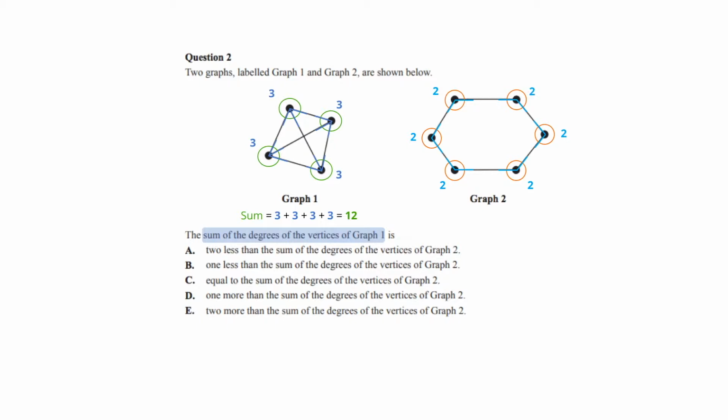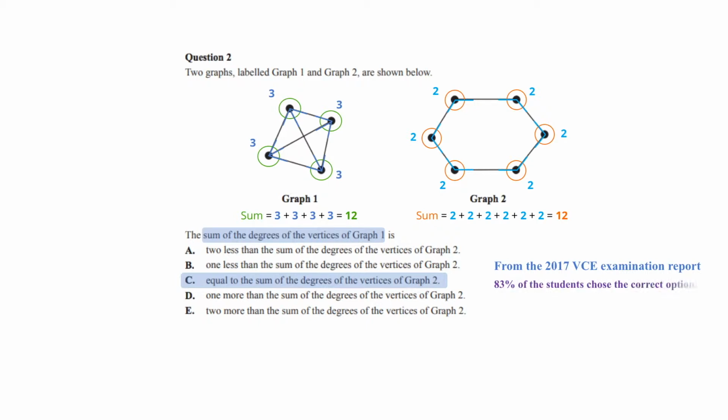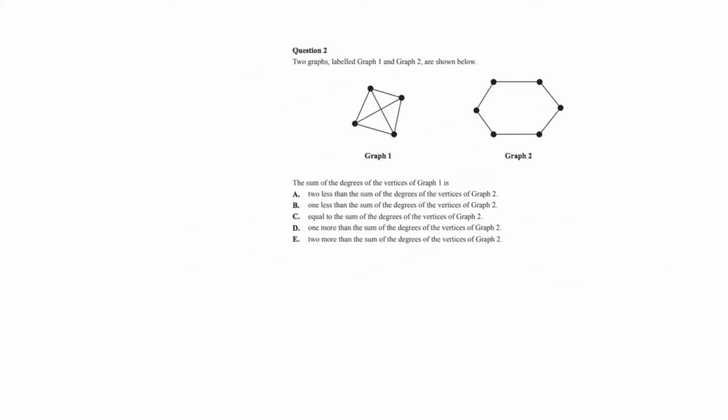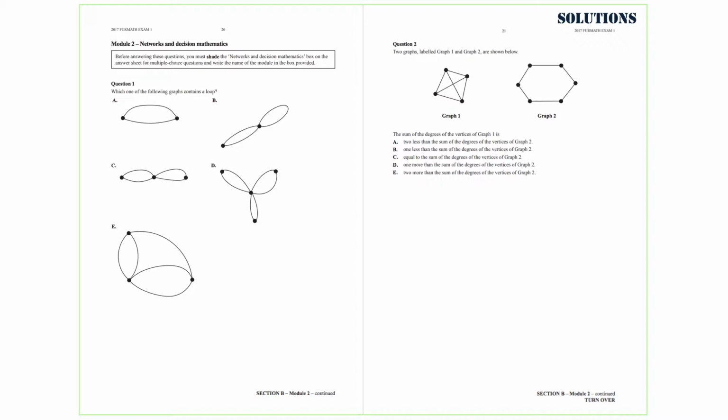Each vertex in Graph 2 is of degree 2, which means that the sum of the degrees of the vertices of Graph 2 is 12 as well. So the answer we are after is option C. The sum of the degrees of the vertices of Graph 1 is equal to the sum of the degrees of the vertices of Graph 2. From the 2017 VCAA examination report, 83% of the students chose the correct option. So this question was answered very well.